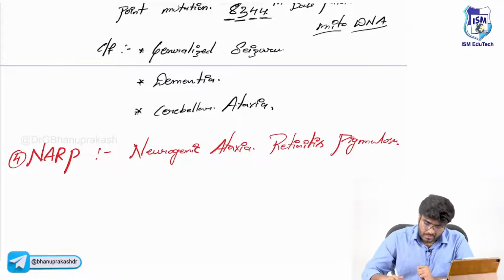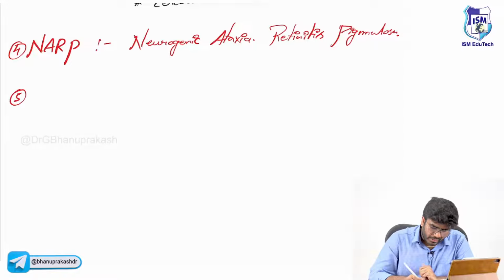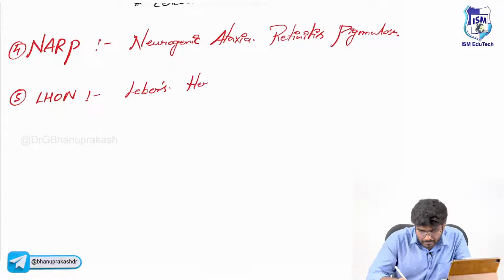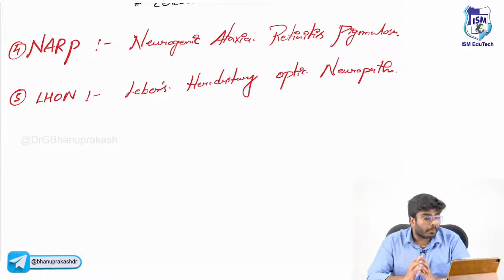Next, mitochondrial disease. Not many important points about NARP. The next mitochondrial disease is LHON. What exactly is LHON? Leber's hereditary optic neuropathy.